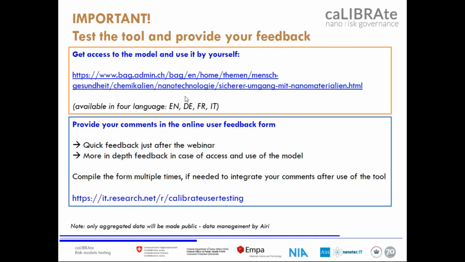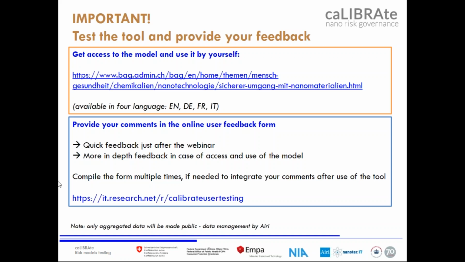So, okay, here in this slide you can see the link to the Precautionary Matrix that is available in 4 languages. And we kindly ask you after this call if you can provide feedback on the matrix, your opinions and comments. There's an online questionnaire available here. Claire will send you this link again after the call, and you can provide a quick feedback just a few minutes after this call, and you can even provide a second feedback if you test the system in the next days or weeks.